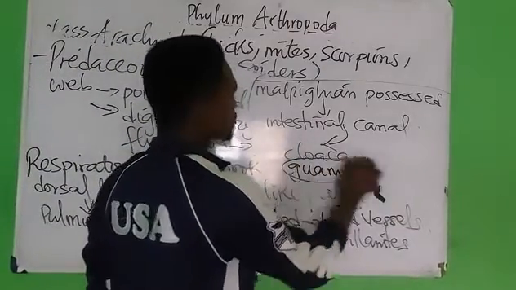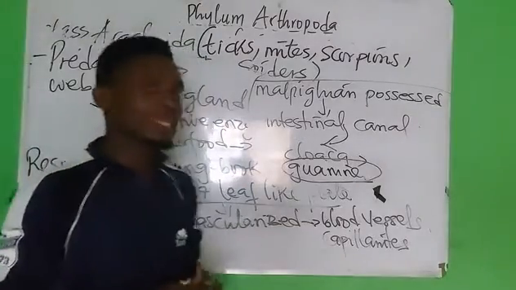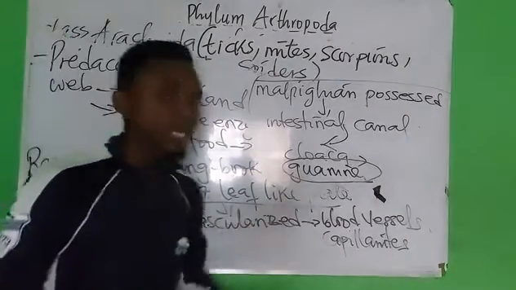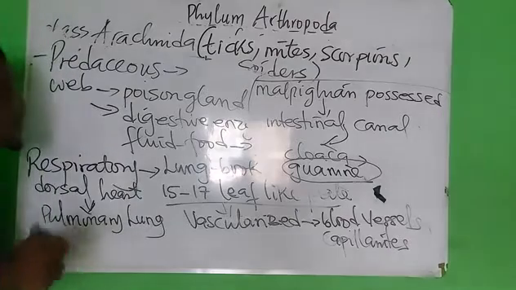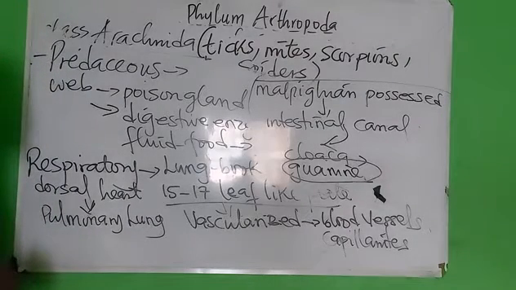The major waste of spider is guanine. Take note of that.